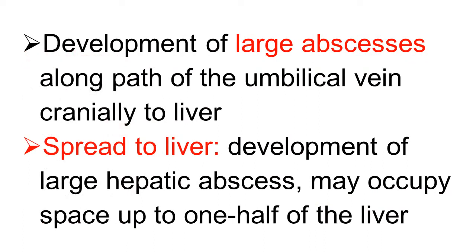The course of the umbilical vein is from the navel cranially to the liver. So development of large abscesses may occur anywhere along the path of the umbilical vein cranially to the liver. Sometimes the infection spreads to the liver. Development of a large hepatic abscess in the liver may occupy space up to even one half of the liver. That is a very serious and severe condition.